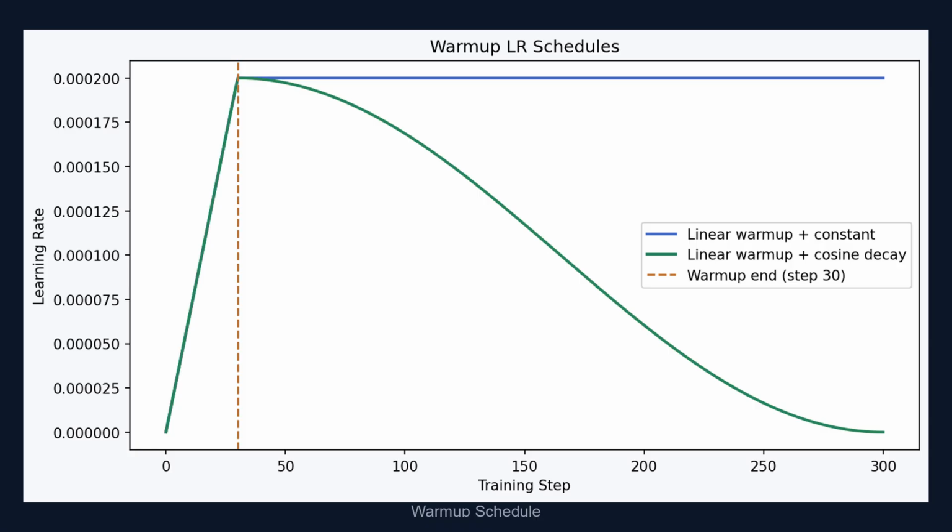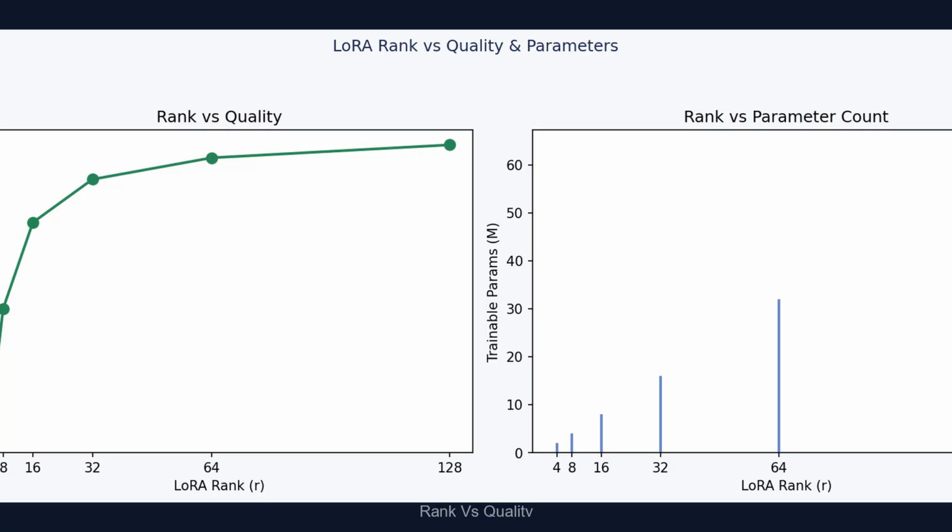After warm-up, cosine decay gradually reduces the learning rate, which is why the green line outperforms the flat blue line in most fine-tuning scenarios. These two graphs show the trade-off that comes with increasing LoRa rank. On the left, quality improves significantly as rank increases from 4 to 32, then levels off. The gains from rank 64 and 128 are marginal compared to the jump from 4 to 16.